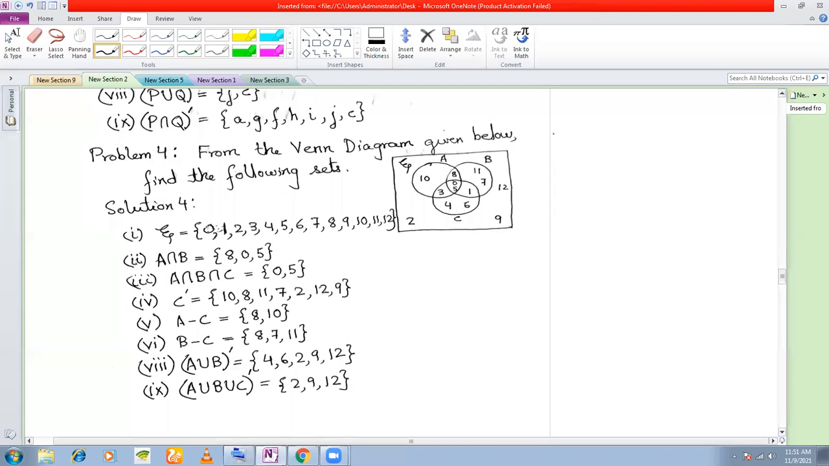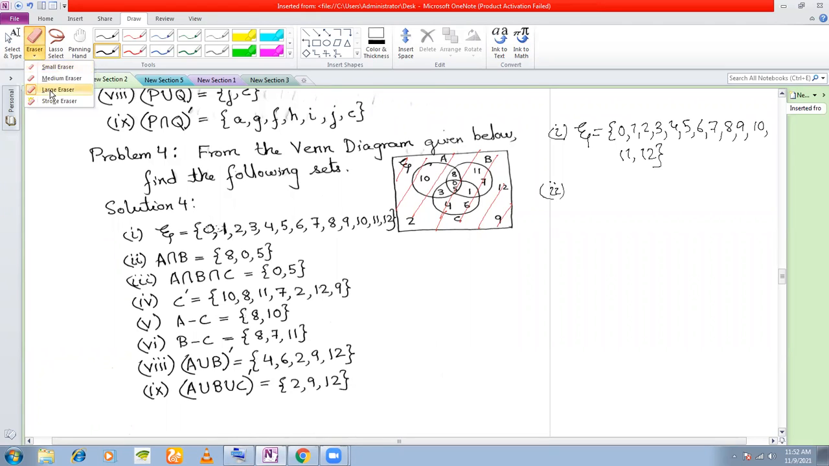Okay, from the Venn diagram, find the following sets. Number 1. First you have to find xi. Which one is xi? All the elements within this rectangle, right? What are the elements within this rectangle? List all the elements that are there within this rectangle. Okay, so this is xi.